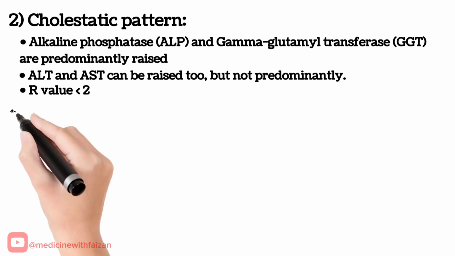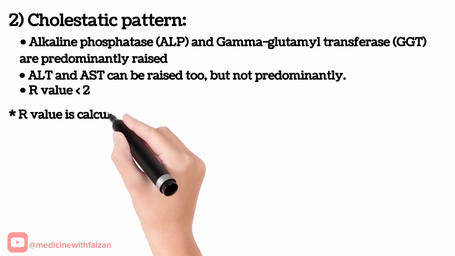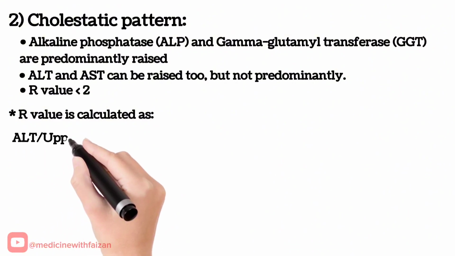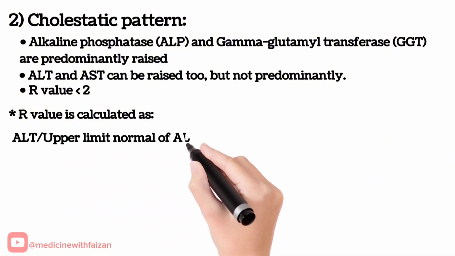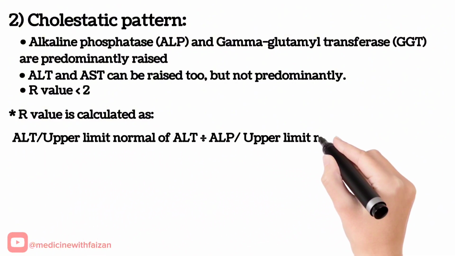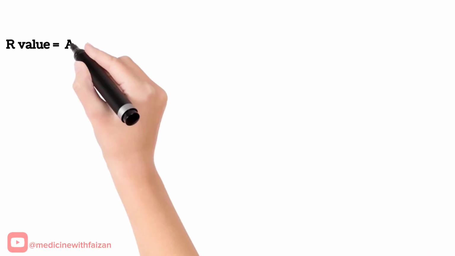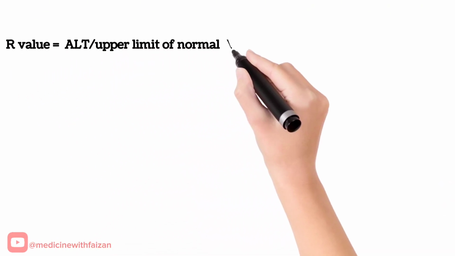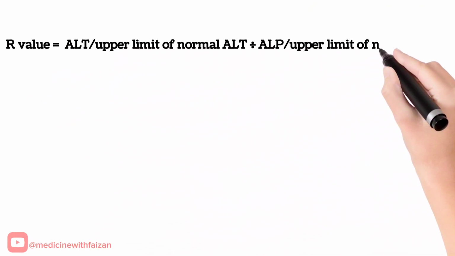To calculate R value, we divide the patient's ALT by upper limit of normal ALT value, and we also divide the patient's ALP by upper limit of normal ALP. Then we divide the ALT value by the ALP value. The result we get is R value.